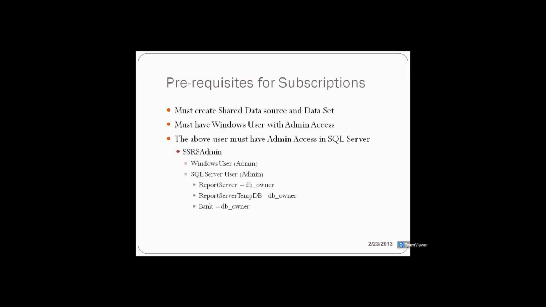This we have done. Second step is done. Third step, the above user must have admin access in SQL Server. Windows user done, SQL Server user done, report server DB owner given, report server temp DB owner given, bank DB owner we have also given. The second and third got over. The first, create shared data source and data set.